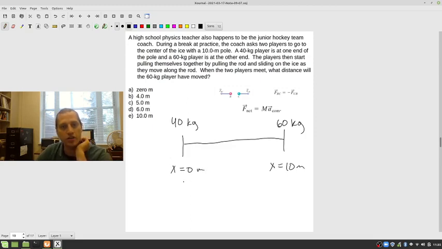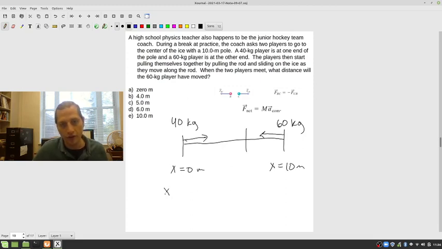The players then start pulling themselves together by the rod and sliding on the ice as they move along the rod. When the two players meet, what distance will the 60-kilogram player have moved? Well, the thing to realize is the center of mass of the two players is not changing. This player gets pulled this way, the other player gets pulled that way. They're pulling on each other with the same amount of force by Newton's third law. So where is the center of mass going to be?